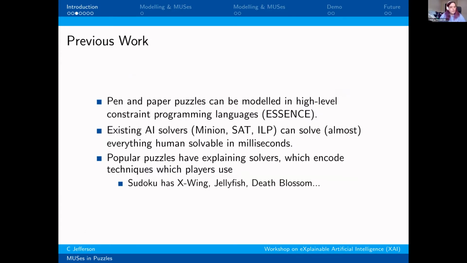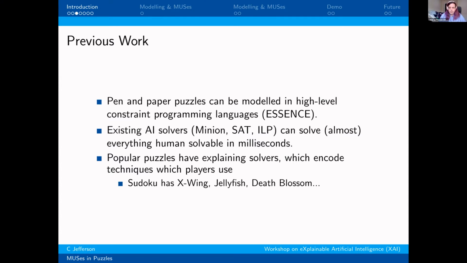To start with, we're going to assume that we write these puzzles in this high-level language Essence, which already exists. And this is related to what Kieran was just saying in the previous talk: existing AI systems, so SAT solvers, a solver called Minion that we work on at St Andrews, integer linear programming. Broadly speaking, if a puzzle is solvable by a human, these systems solve it in a small number of milliseconds, 3 or 4. There's the odd exception, but generally speaking, if a person can solve it, it's trivial for a computer.